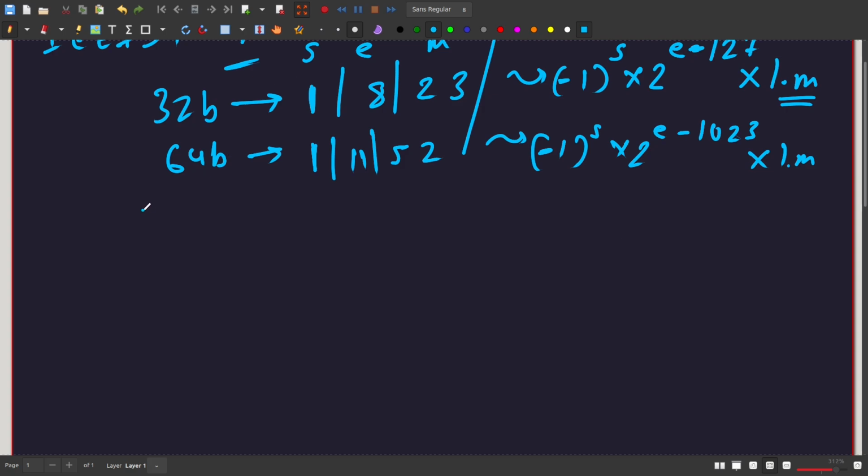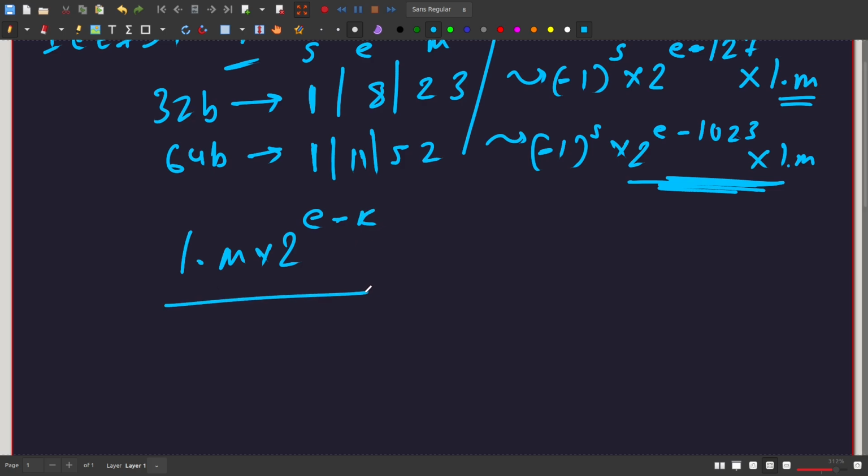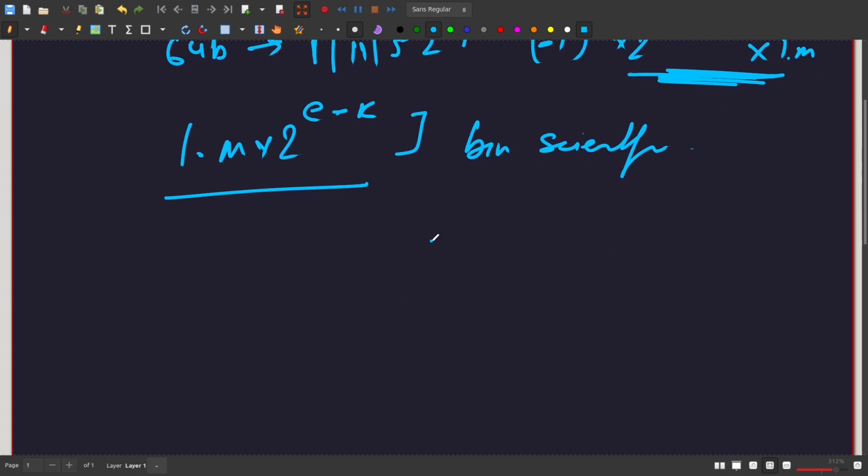Now one thing I find very fun is this normalized part, 1.m times 2 to the power of e minus k. If you look at this for a bit, you can very easily see that this is the binary version of scientific notation. Just think about it: you have stuff like 6.023 times 10 to the power 23, or 3 times 10 to the power 8.